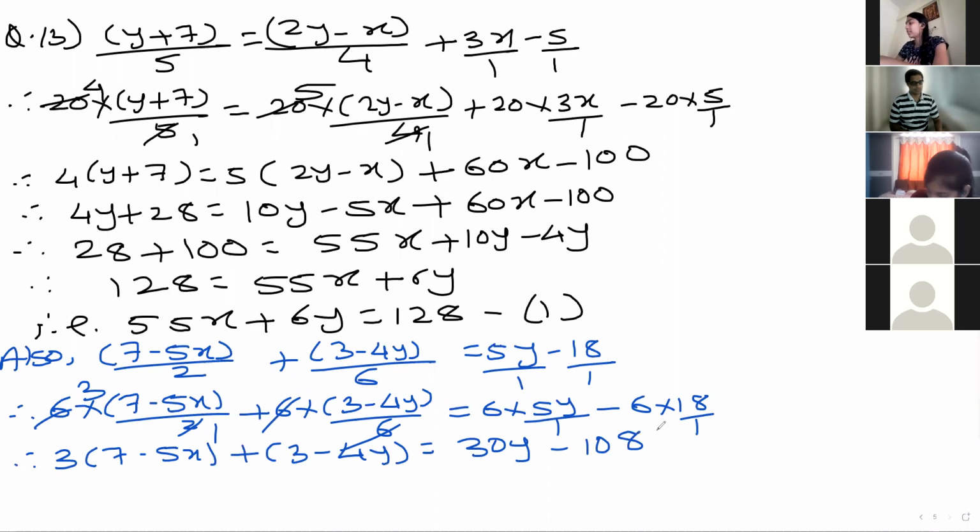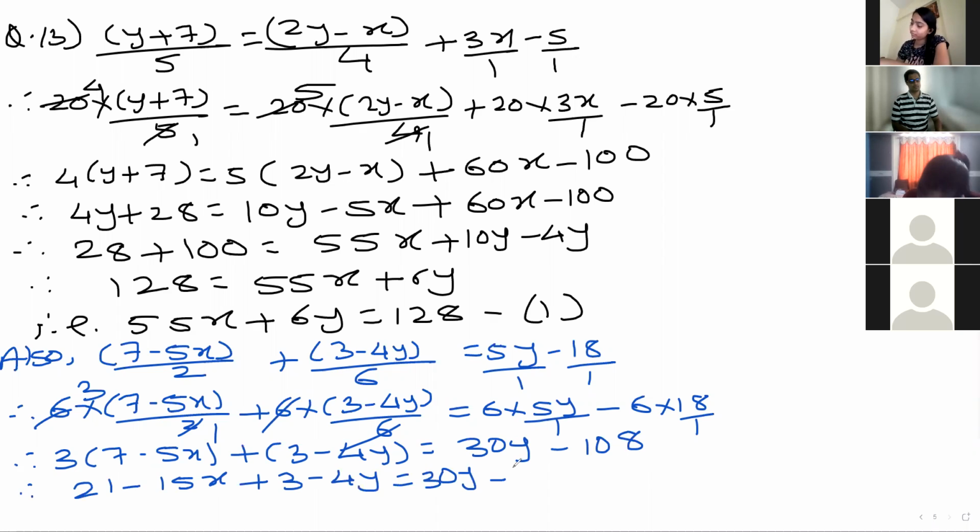108. Correct, 108. Now open the brackets. 21 minus 15x plus 3 minus 4y is equal to 30y minus 108. Okay, rearrange the terms. 21 plus 3 will be 24 plus 108, right, is equal to 30y plus 4y plus 15x.